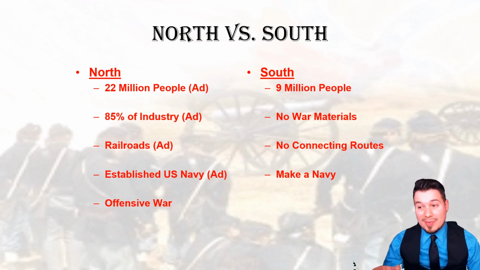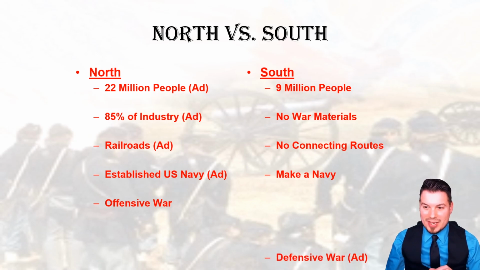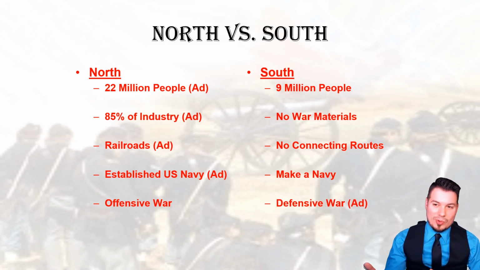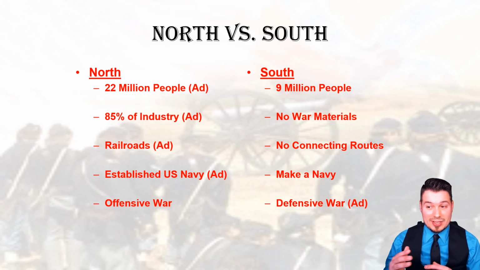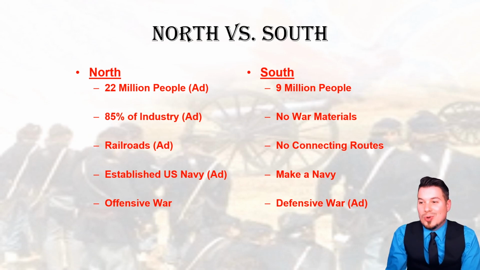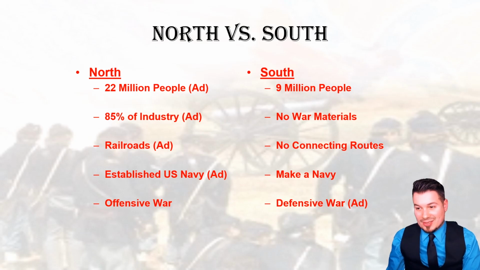Well, if you were a betting man back then, you probably would have bet against the North and thought the South had this. Again, the North just had to go, the South had to defend its land from the North taking it. So the North is fighting an offensive war, the South is fighting a defensive war. That's a huge advantage. They know their land. In some cases, this is their farmland. This is where they grew up. They know all the nooks and crannies.